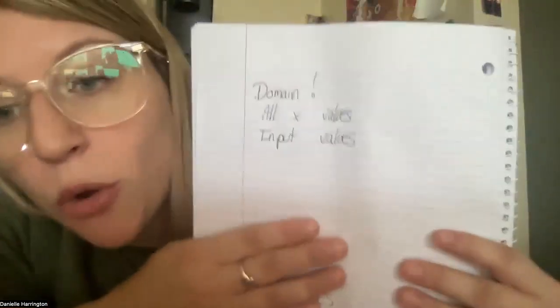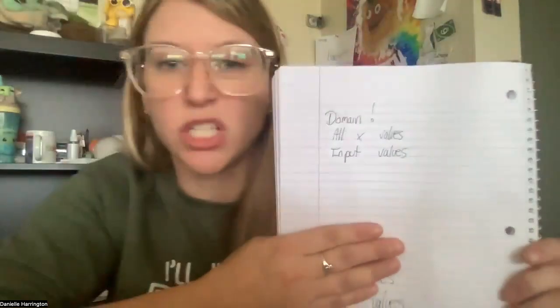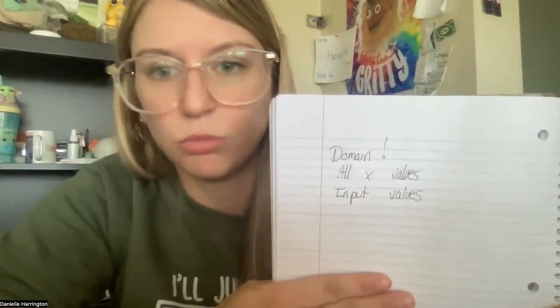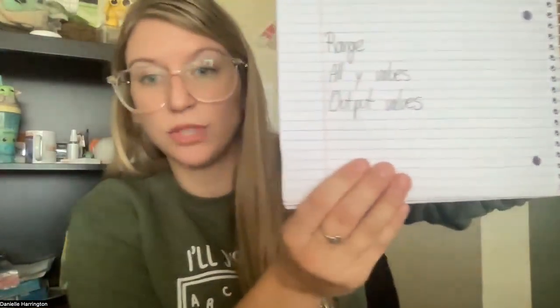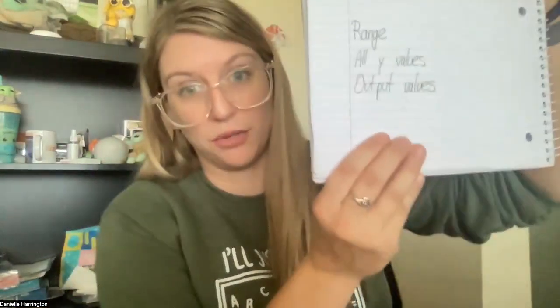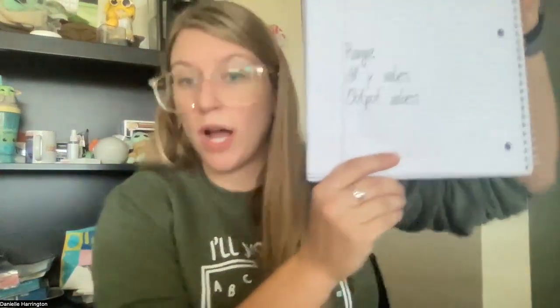We're going to start with domain. So domain is just all the x values. We've seen domain before, like what x value is present on this function? What x values can I plug into the function and still receive an output? So the output is our range, and our range is all the y values. So range, y values, output, they're all the same thing.